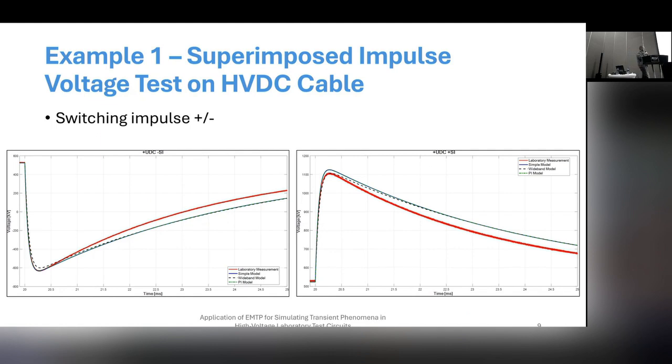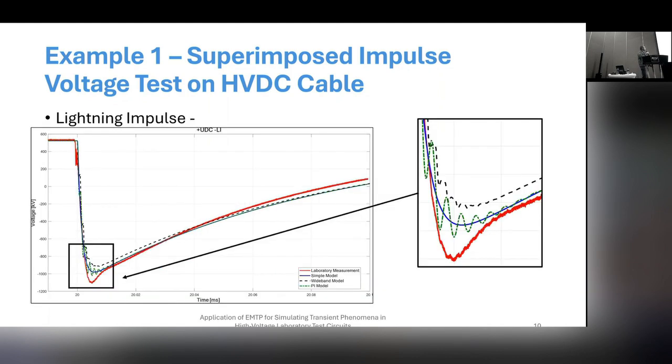And as you can see, the simple model, the pi model, and the cable and wideband model, they basically give very good results. Wideband model is proven here to be good for DC voltage and also for lightning. So we have DC voltage and lightning in the same simulation. So it really covers both voltages very well.